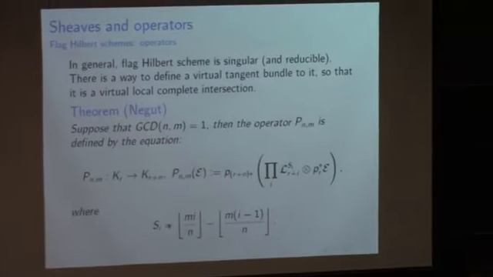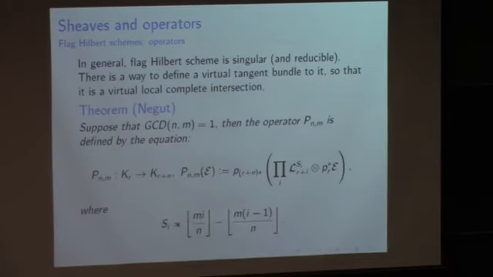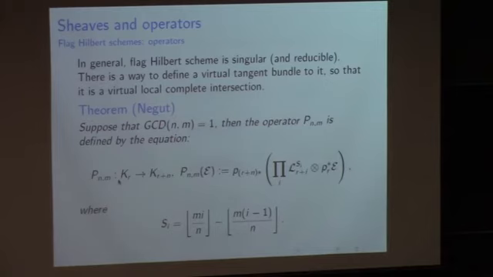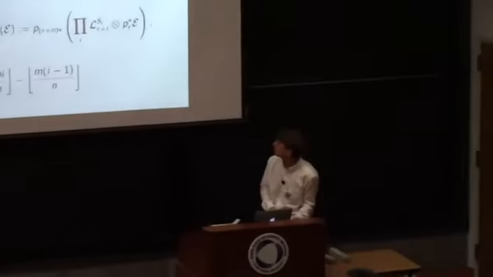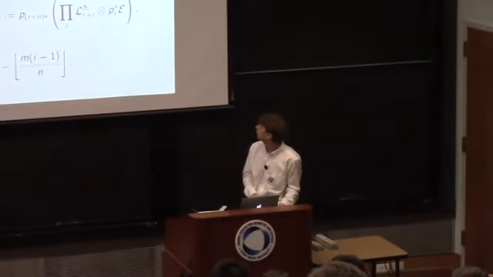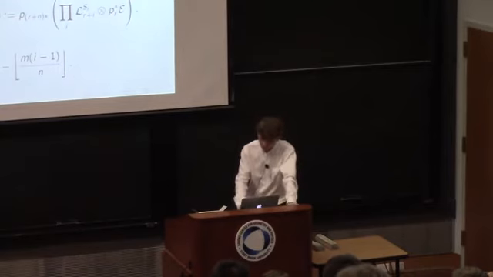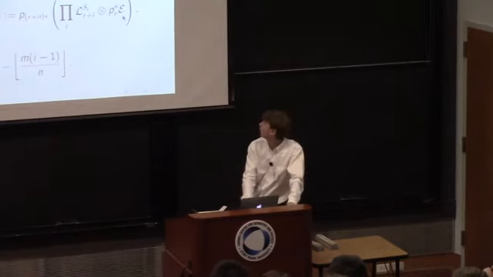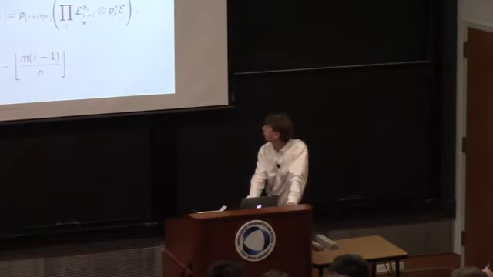So the big theorem of Negut said that we can describe these operators P and M in terms of these long correspondences on the Hilbert scheme of points. So suppose for simplicity that n and m are coprime, and then the operator Pmn is defined as follows. Again, we start from some sheaf on the Hilbert scheme of r points. We pull it back to the correspondence, and we twist with this strange line bundle on the correspondence. So it's a product of elementary line bundles and some strange powers. And then we push it down to the Hilbert scheme of r plus n points.